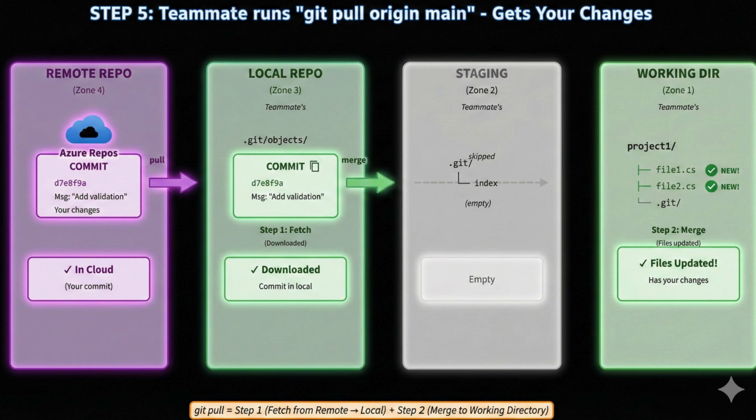Plot twist, git pull secretly does 2 things. Thing 1. Fetch. It downloads your commit from the cloud into their local repository. See it appear? But fetch stops there. Your local files won't be changed. The staging area gets skipped. It's not needed when pulling. Thing 2. Merge. It takes that downloaded stuff and merges it into their working directory. Now their files update. Look, File 1 and File 2 in the working directory.